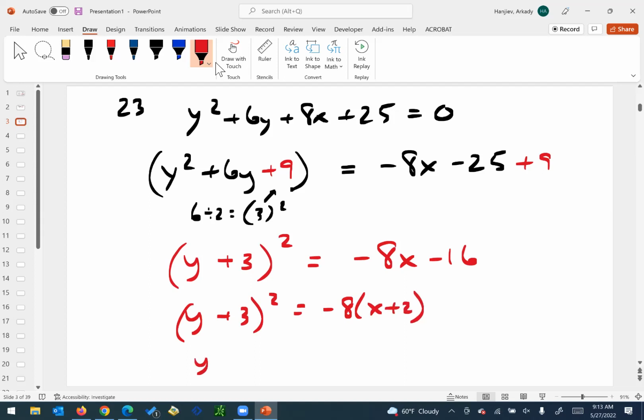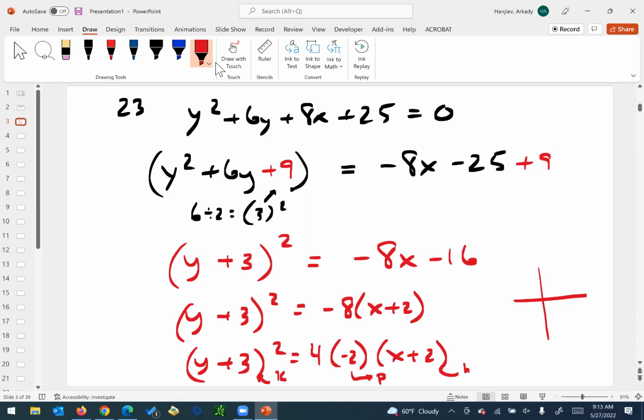Cool. And then let's put it into our form. Well, it's so much nicer. So we need a 4 out here, and then we have an x plus 2. What would that be? That's negative 2. Cool. So that means that's our p-value there. So horizontal or vertical this time? Horizontal. It's negative. And that's the k value now. That's still h.